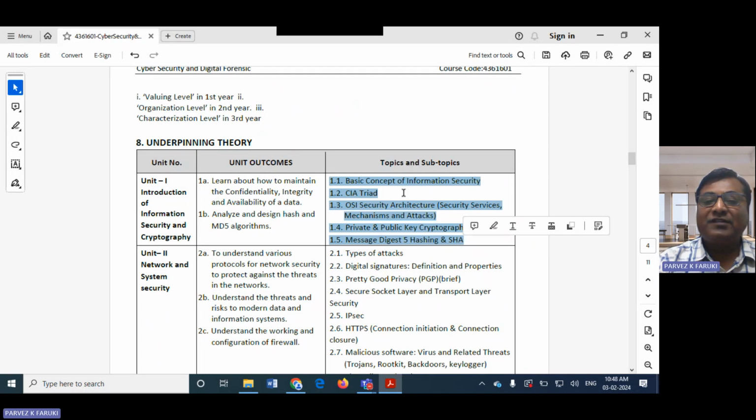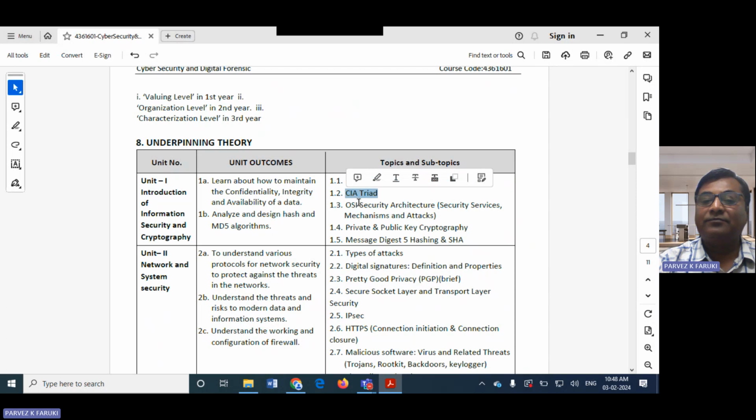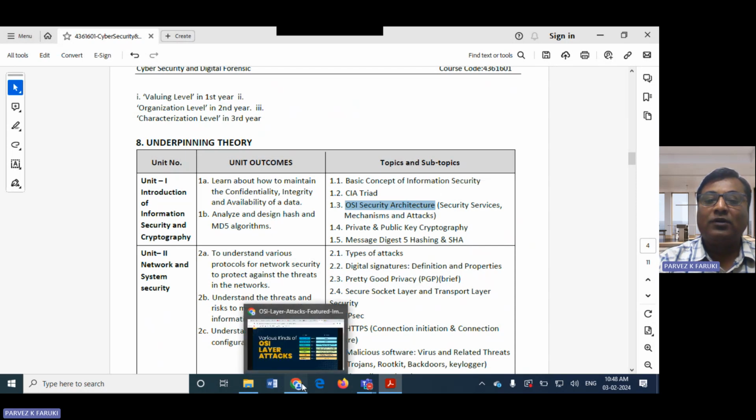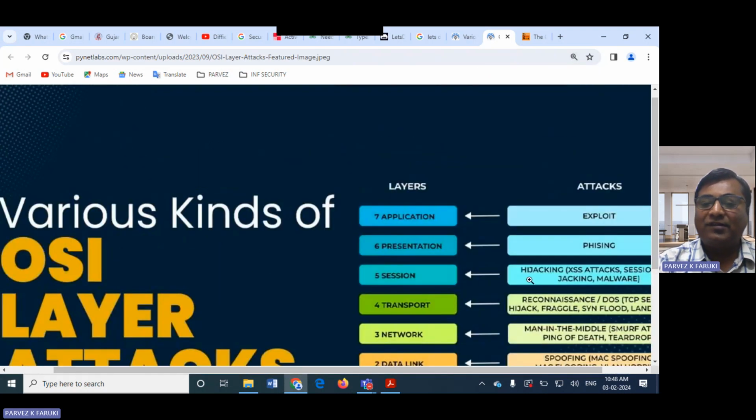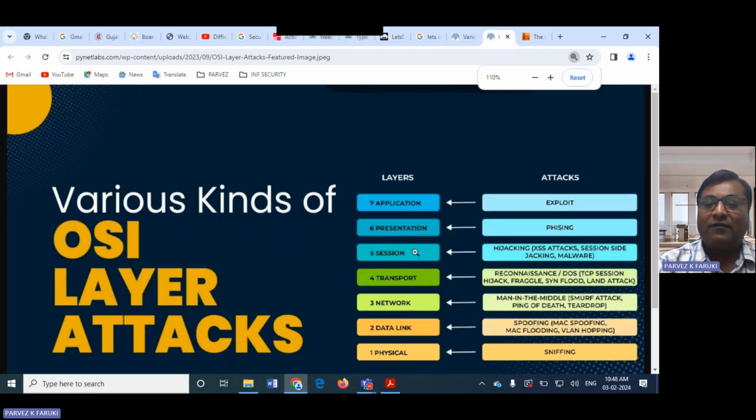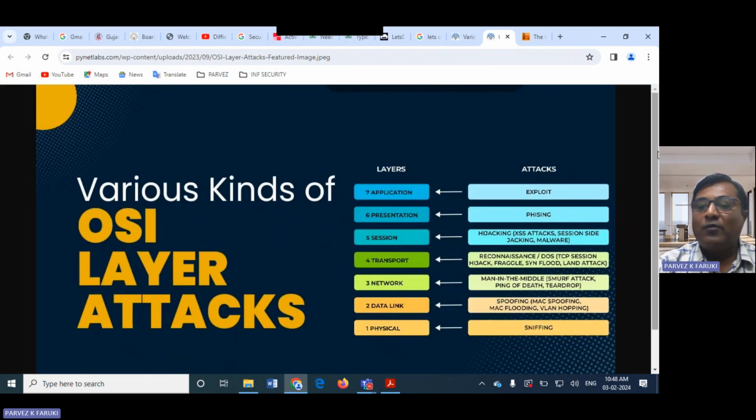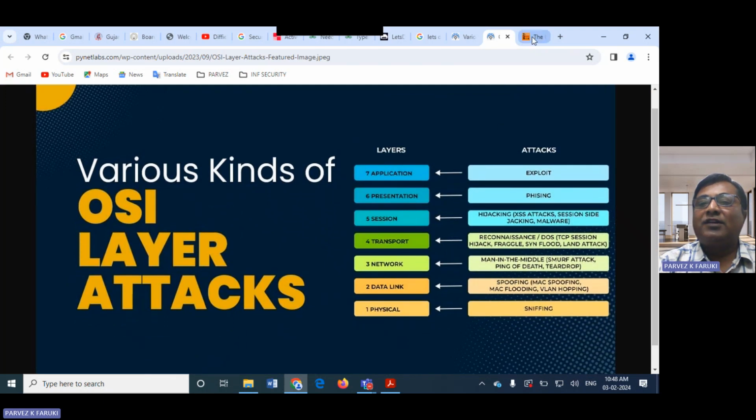So let me just do a recap. We actually looked at basic concepts of information security. We also looked at the confidentiality, integrity, and availability triad. We're also looking at OSI security architecture. So let me just brief you through the OSI security, right? You are already aware about these topics. However, we need to take them with reference to how we look at security in terms of various attacks.